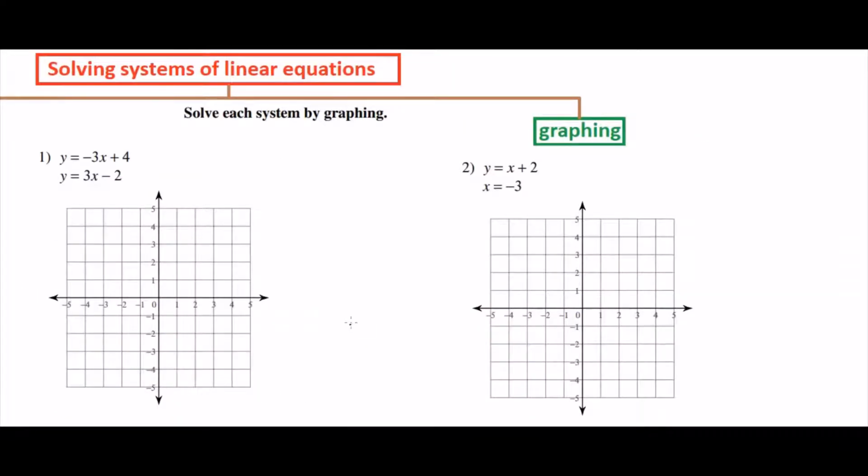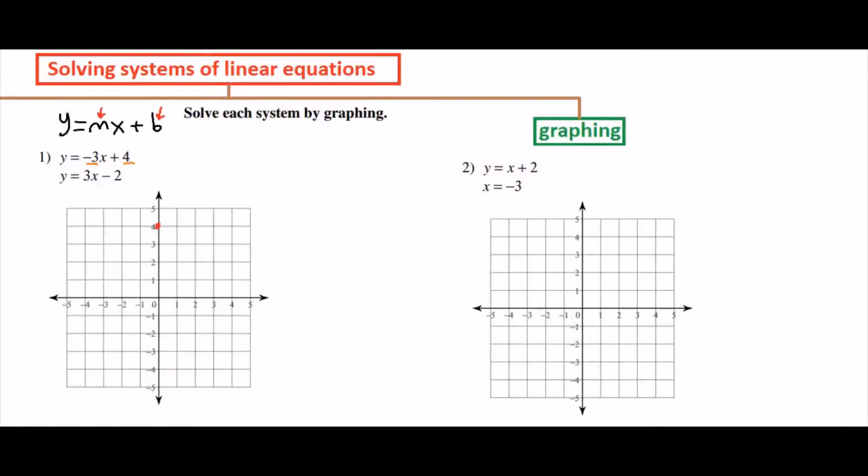Let's continue solving systems of linear equations by graphing. On question number 1, we were given two equations in slope-intercept form, which is y equals mx plus b, where m is the slope and b is the y-intercept. Here, our slope is negative 3 and y-intercept is 4. We can graph this equation by starting from the y-intercept, which is positive 4.